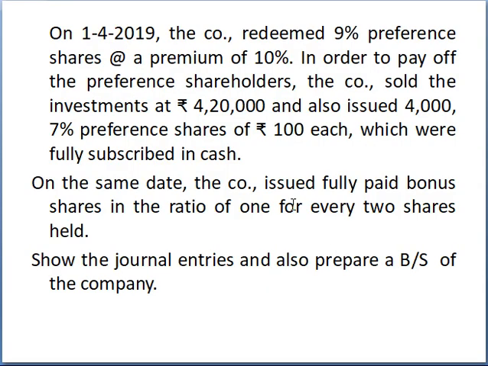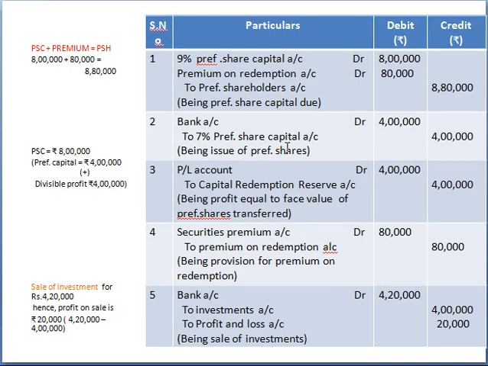Now the next is, the company also issued 4,000 7% preference shares of ₹100 each. Now we'll pass the entry for the new issue of preference shares. When the company issues new shares, the company receives cash. So when the cash comes into the business, debit it. Debit what comes in. So bank account debit to 7% preference share capital account. So 4,000 preference shares at ₹100 each, you will get 4 lakhs, right?